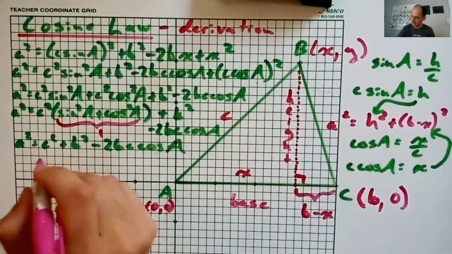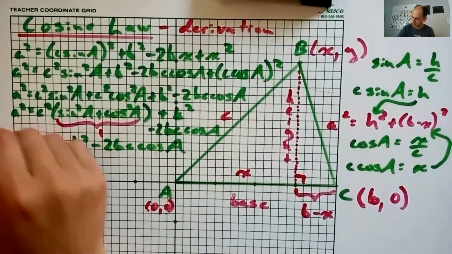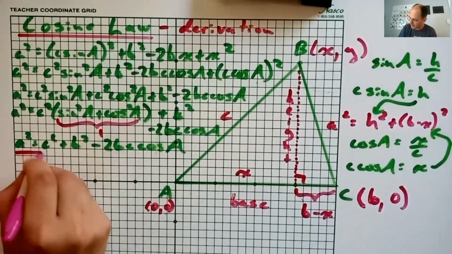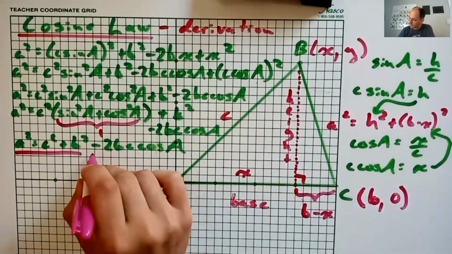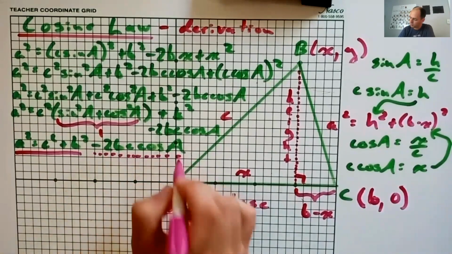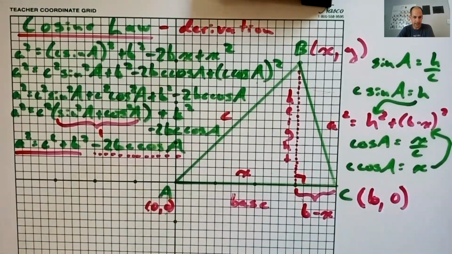That is cosine law. Notice how cosine law begins with Pythagoras, and what comes after, the minus 2bc cosine of A, is like an adjustment factor for a triangle that is not a right-angled triangle, for any scalene triangle.